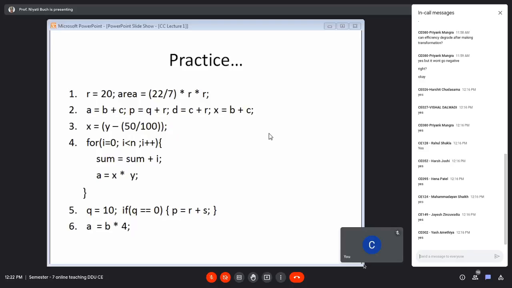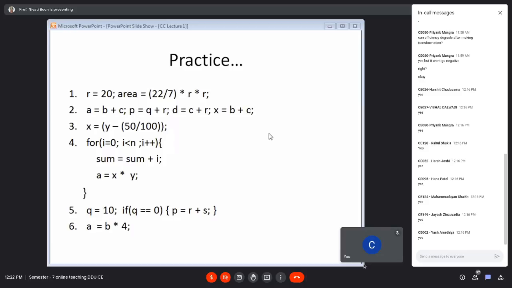Okay, so try and identify in each of the code segments which optimization transformation can be applied. Once you are ready with all 6, if you want, you may type it down into the chat after a minute or so, and then we will compare answers.